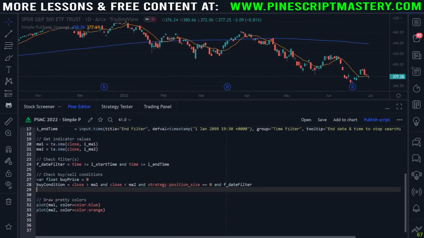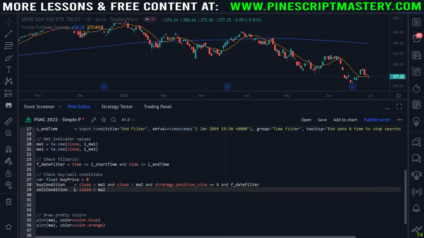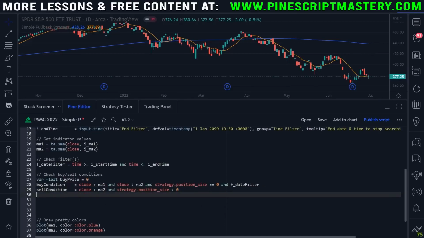So let's finish coding this out. We have our buy condition. Next up, we need our sell condition. And that, remember, is the closing price greater than our short-term moving average, or MA2. Let me indent these a little bit to make it easier to read. The second condition for selling is that we are currently involved in a trade. So to check if we're involved in a trade, we just check if position size is greater than 0. That means we have open contracts. And that's it for our basic sell condition. The next thing we need to do is check our stop loss.